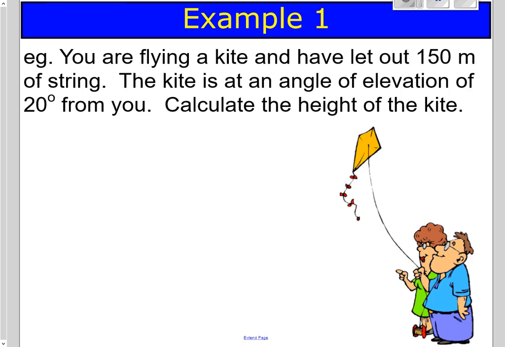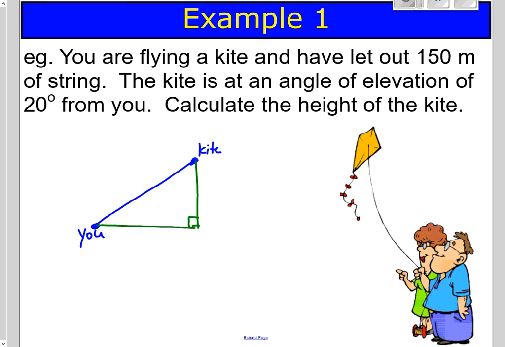Okay, so here's our first example. You're flying a kite. You let out 150 meters of string. The kite is at an angle of elevation of 20 degrees from you. Calculate the height of the kite. All right, so we're going to say this is you, and somewhere up here is the kite. Now, I know, hard to believe, but we always assume that it makes a 90 degree angle with the ground, like this.